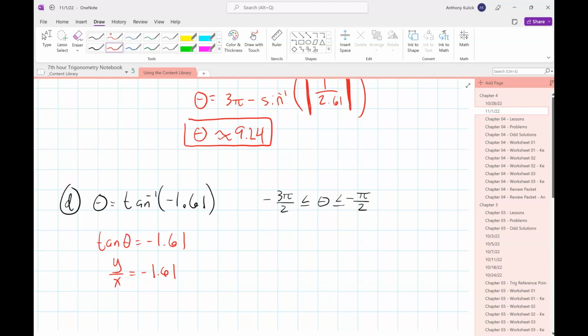If I have two numbers that are dividing and I get a negative answer, only one of the two can be negative. So either x has to be negative and y positive, or y has to be negative and x has to be positive. So quadrants 2 and 4.